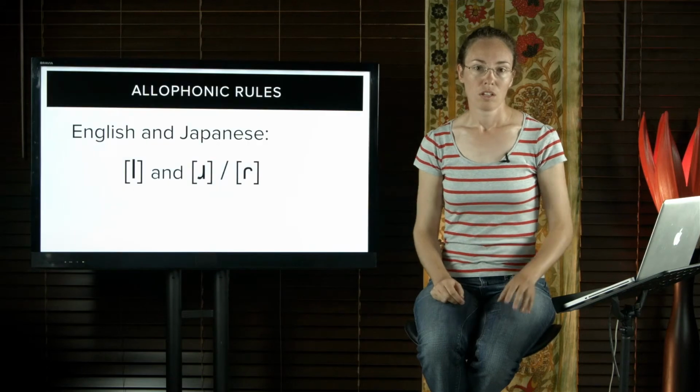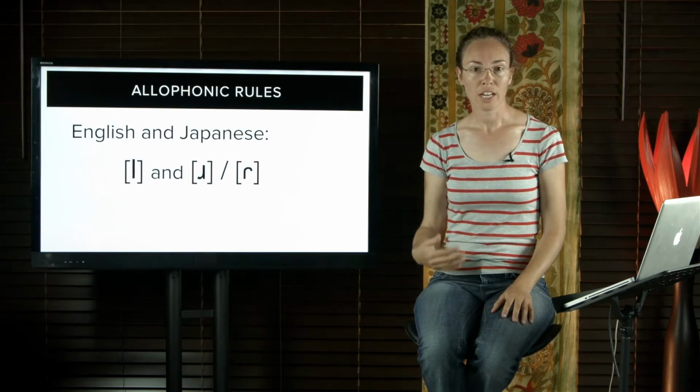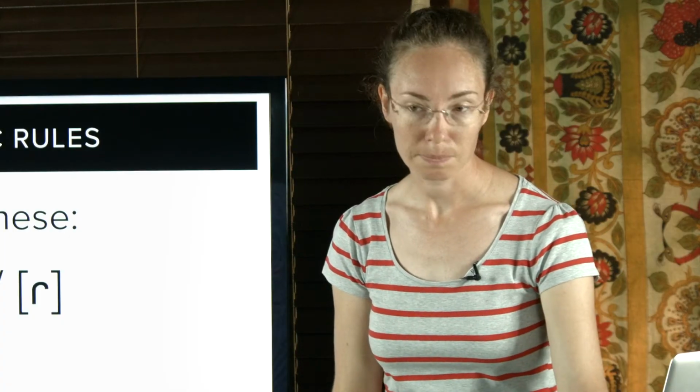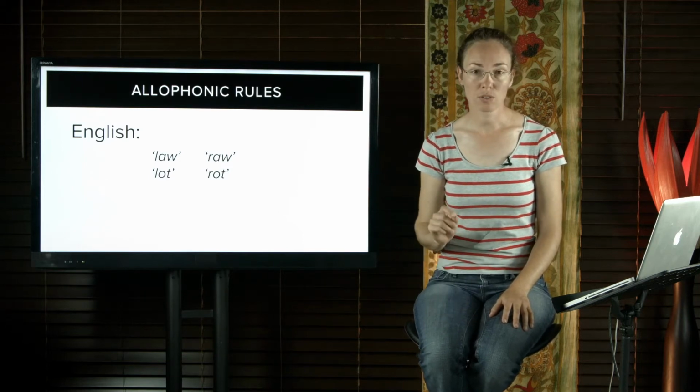Another example of a phonemic difference between two languages is with the L and the rhotic or R sound in English and in Japanese r. In English, these two sounds are separate phonemes. Law and raw, lot and rot are minimal pairs. But in Japanese, these two sounds are allophones of a single phoneme.